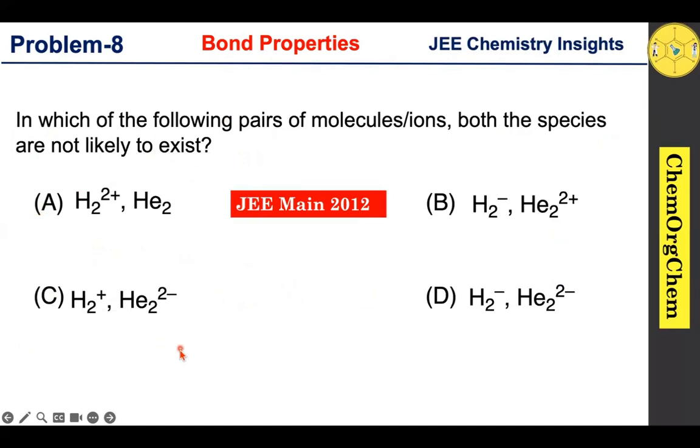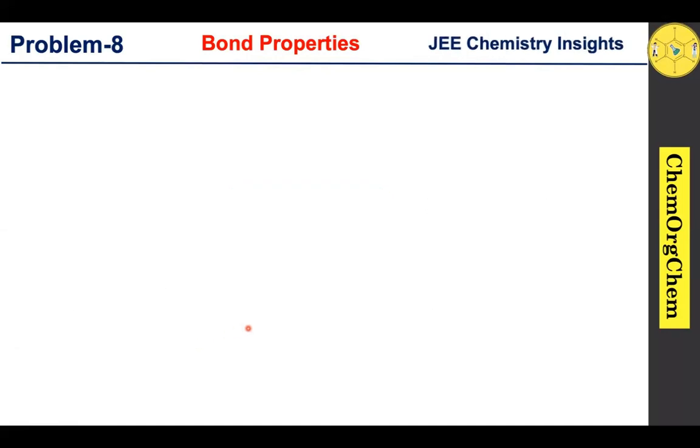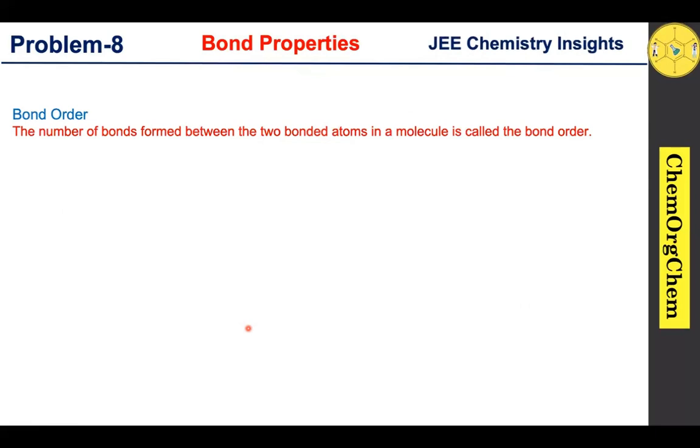For solving this problem, if we know the bond order of all these molecules or ions, we can easily find out which species are not likely to exist. So let's move to the solution. We have already discussed bond order in our previous videos. If anyone missed that, you can find the link in the description box.